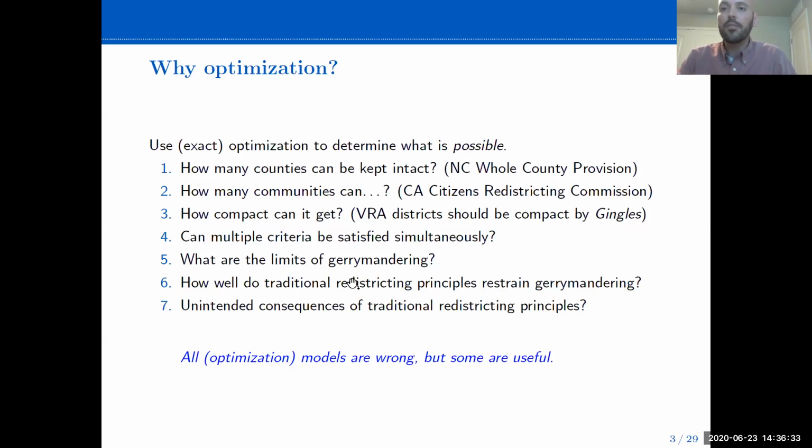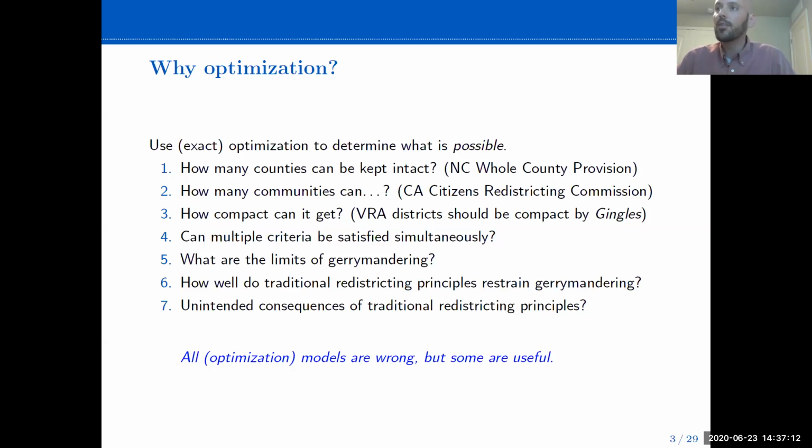So maybe I won't talk about all of these other ones other than to say these rules that you might place on the redistricting process, you'd like to know if they'll restrain would-be gerrymanderers, but at the same time, you'd like to know if they would have any unintended consequences. So for example, it's been suggested that if you place a high priority on having compact districts, this may have the unintended or perhaps intended consequence of packing a lot of urban voters into the same district and diluting their voting strength.